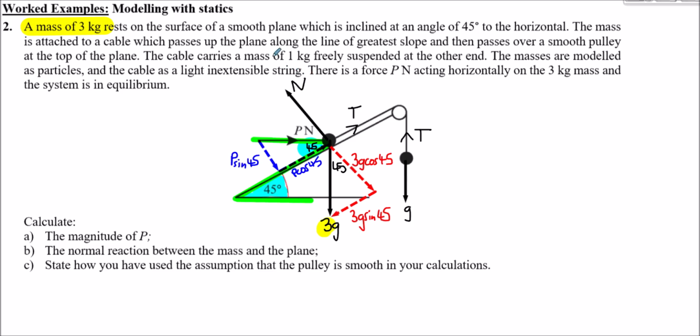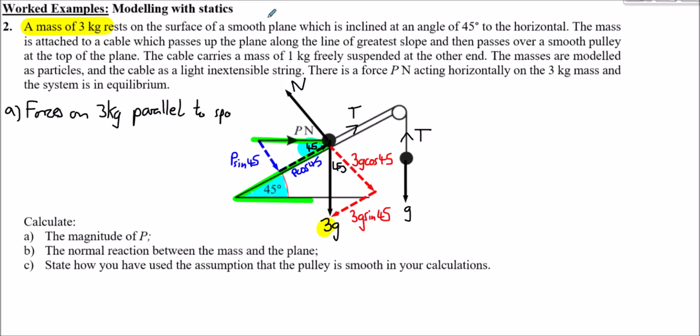That's enough labelling to start with, so let's just think about what we're being asked to do. We need to find the magnitude of P. So what we can do here is one of a few things. What I'd suggest we do is we use what we've resolved already. So let's think about forces acting parallel to the slope. So for A, forces on the 3 kilogram weight acting parallel to the slope.